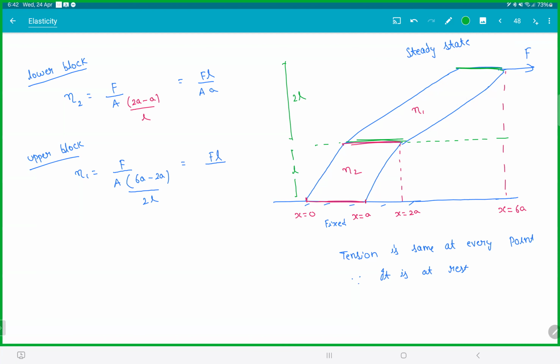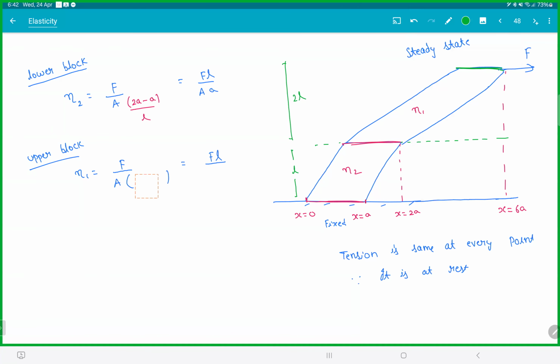You're asking Arjun, what happens if you apply the force at the bottom also? See, the bottom itself has moved A forward and this guy has gone 6A forward, the difference would have been 4A. You take the relative displacement. So we are not interested in the individual displacements, we're interested in the relative displacement.